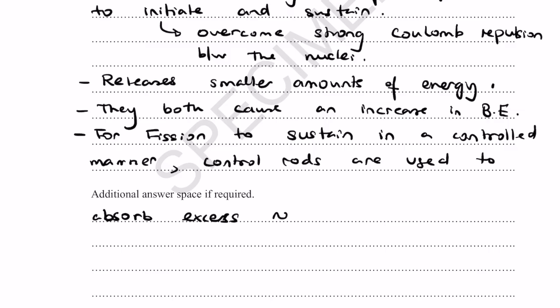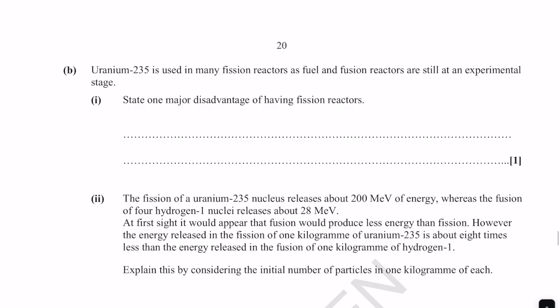So yeah, that's basically what I'm going to say here. Part B says uranium-235 is used in many fission reactors as fuel, and fusion reactors are still at an experimental stage. Suggest one major disadvantage of having fission reactors. You can put lots of things. You can say one of the major disadvantages is radioactive waste, or danger to humans who are working there. So anything. I'm just going to say radioactive waste as the major disadvantage.